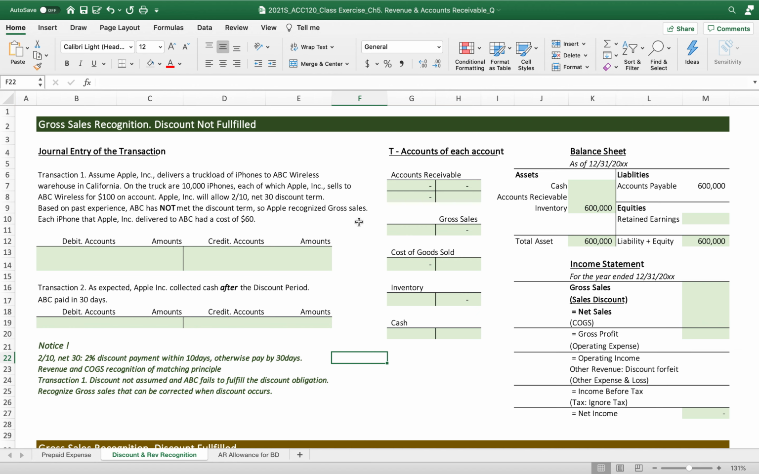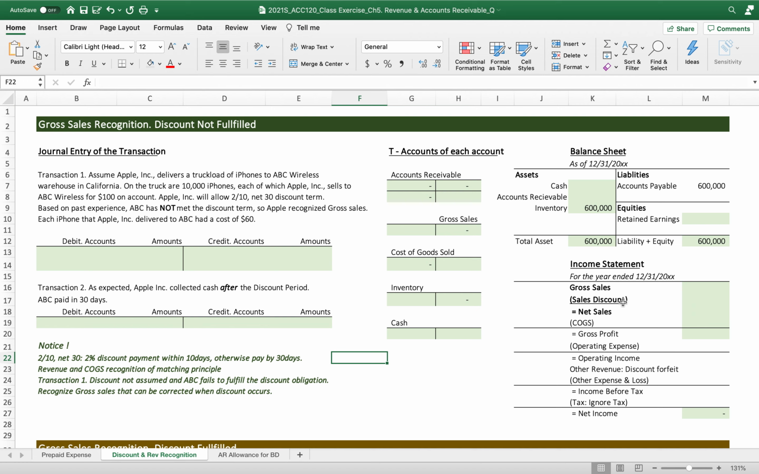Apple Inc. will allow 2/10, net 30. That means that if ABC Wireless pays the full amount within 10 days, ABC Wireless will get a 2% discount. Otherwise, ABC Wireless should pay the 10,000 times 100, so $1 million, within 30 days in full. Based on past experience, ABC Wireless has not met the discounted term, so Apple recognized gross sales.